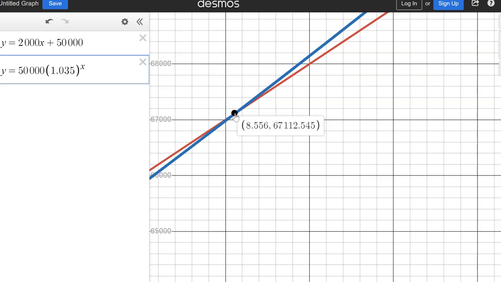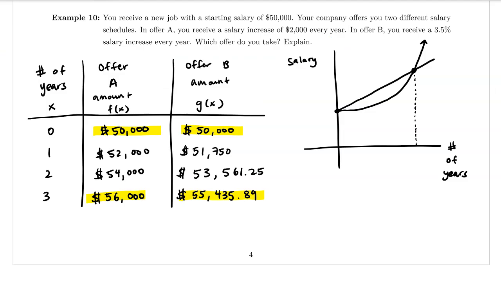So let's go back and look at that. So here, this point of intersection, the x value was about 8.556. And then the y value, here our salary, was about 67,100, and let's round it to the nearest dollar, so it'd be $113.